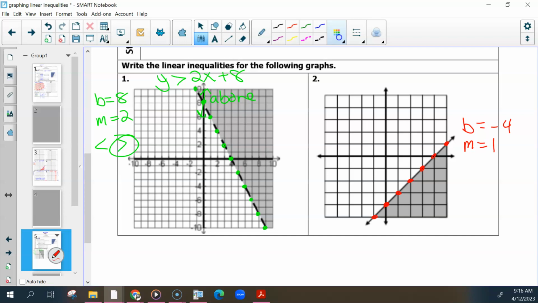This is a solid line, so it's either less than or equal to or greater than or equal to. At your y-intercept, is it shaded above or below it? Below. Which means it has to be less than or equal to. So y is less than or equal to 1x, or just x, minus 4. Questions on that?